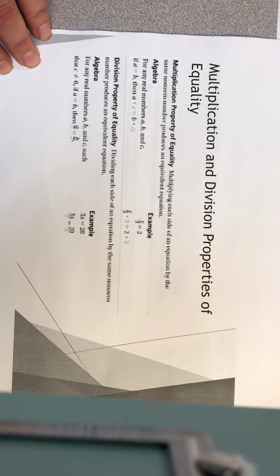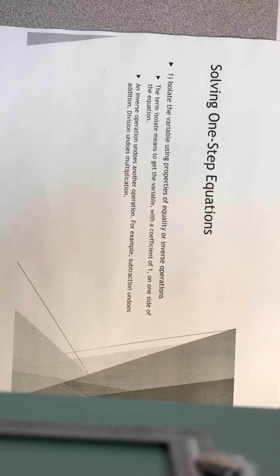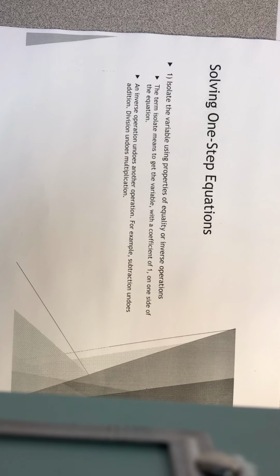I'm sorry that it's blurry. So when we solve one-step equations, we want to isolate the variable. And you've all heard me use this term in class already this year. We isolate the variable, but we haven't ever really given it a formal definition. So the term isolate means to get the variable with a coefficient of 1 on one side of the equation. We don't want a variable with any other coefficient.